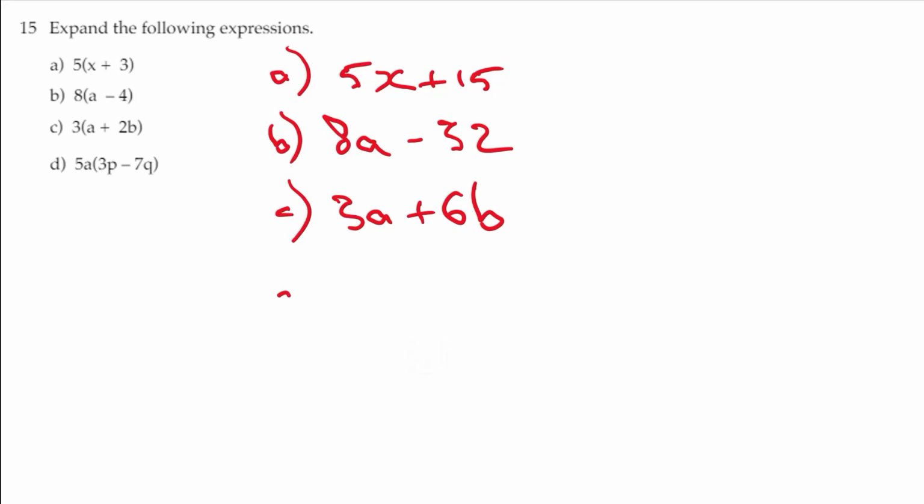So, D, we have 5a into 3p minus 7q. Well, we do the numbers first. I'm looking at just the first part. I'm looking at this part here. 5 3s, 3 5s are 15, and then we do the letters. A times p is just ap, and we have a minus sign, so that it's not 5 times 7, it's 5 times minus 7, so the answer will be minus, but 7 5s are 35. And what letters do we have? A, Q. So there you go.